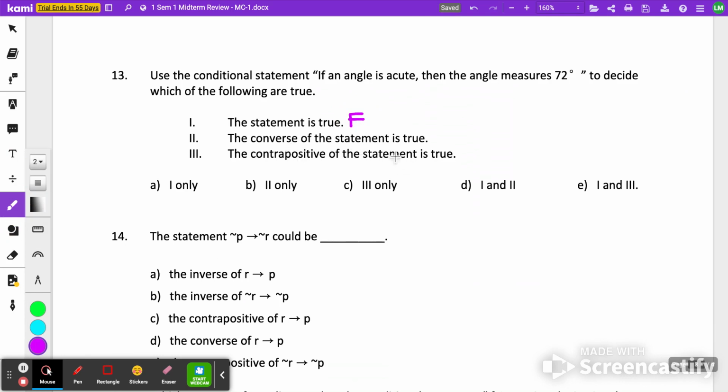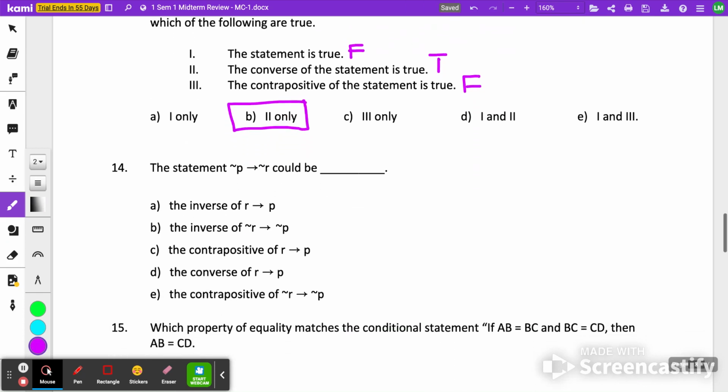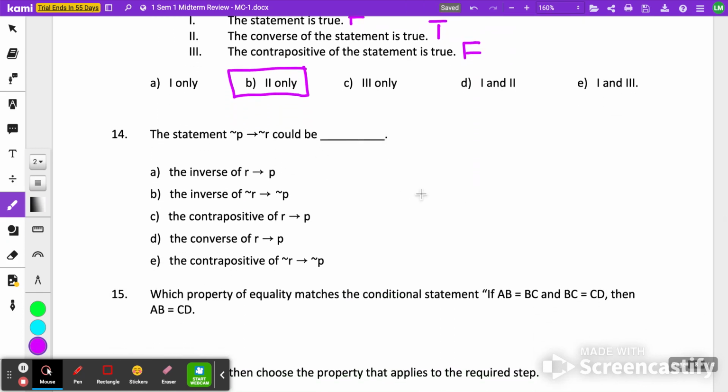The converse of the statement is true. Remember, converse just means Q implying P. So if an angle measures 72 degrees, then it is acute. That is true. The contrapositive of the statement is true, meaning not Q implies not P. So if the angle is not 72, then the angle is not acute. That one is false. So the only one that is true is statement 2 only. The statement not P implying not R could be the contrapositive of R implying P. So that one was option C.